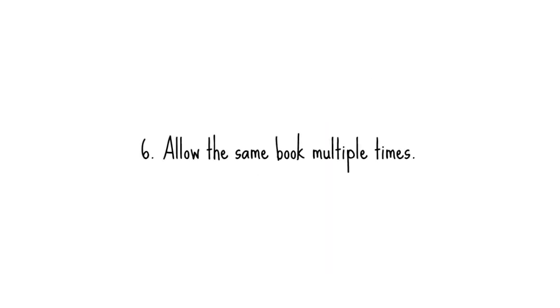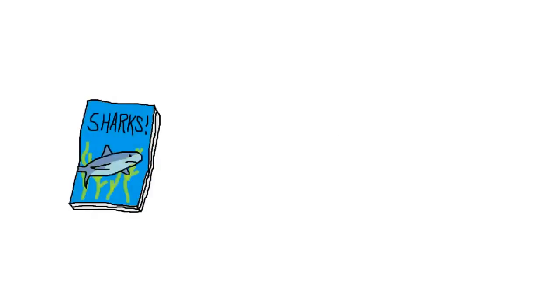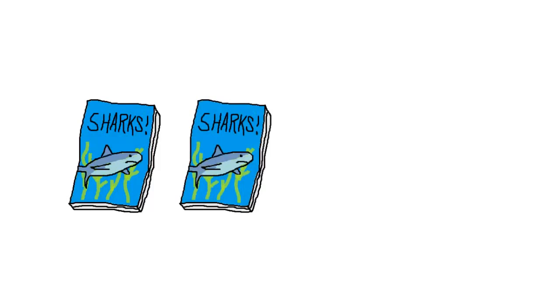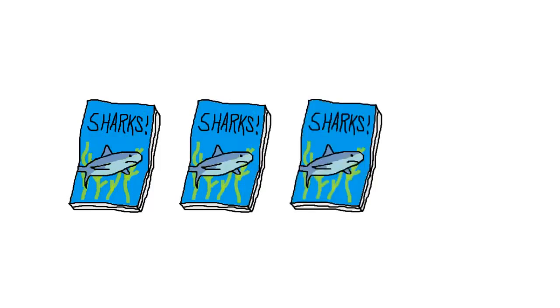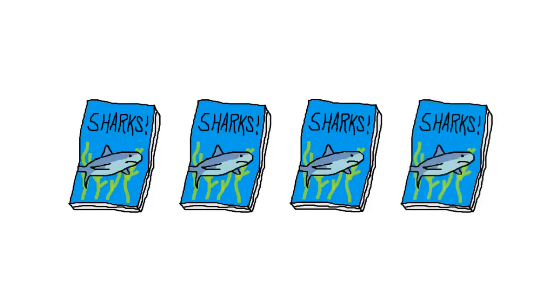Number 6, allow your child to read the same book multiple times. If she reads a book on Monday and wants to read the same one again on Tuesday, that's okay. With each successive read, she'll get better and better at building her fluency, and by the end of the week, she should easily recognize words she struggled with at the beginning.